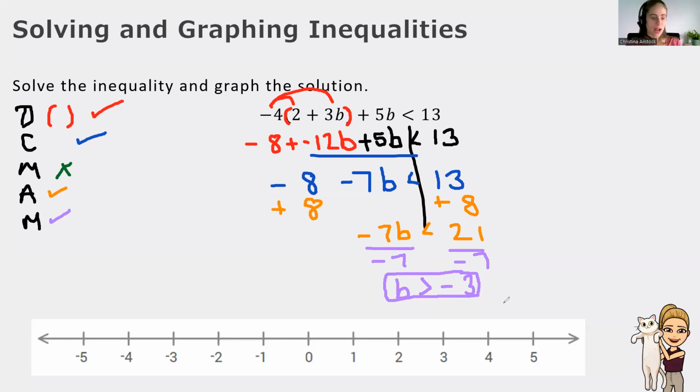All right, let's quickly graph that. We have an open circle at -3, and because b is greater than -3, all those greater numbers are to the right, so we've graphed our solution.